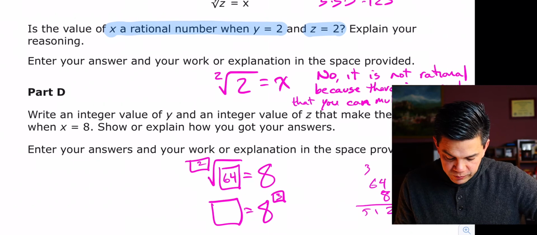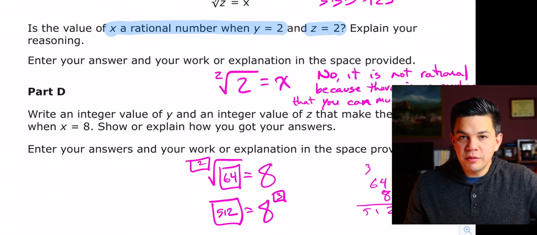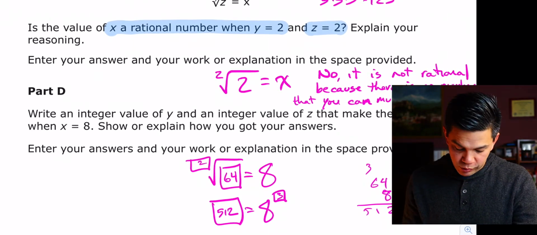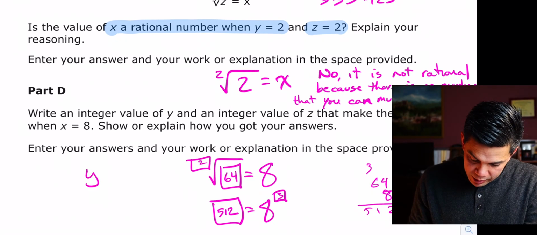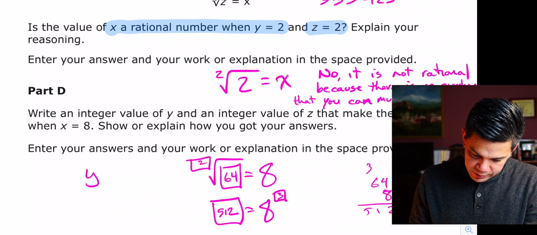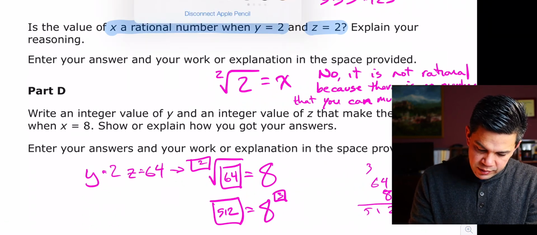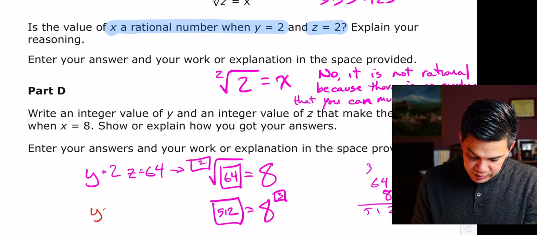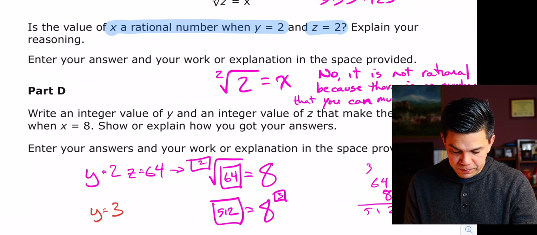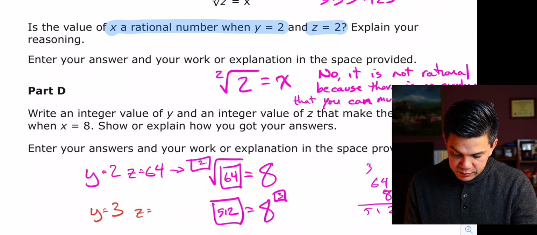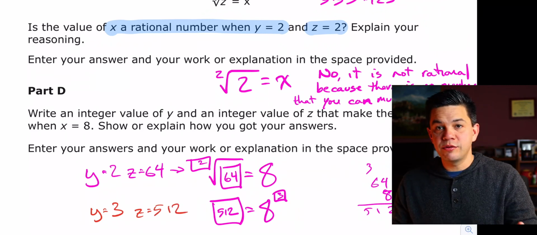512. Okay. So a couple things that you could have written here were y is equal to 2 and z is equal to 64 for this first one. And then for this next one, y is equal to 3 if you took the cube root of 512. You could use either one.